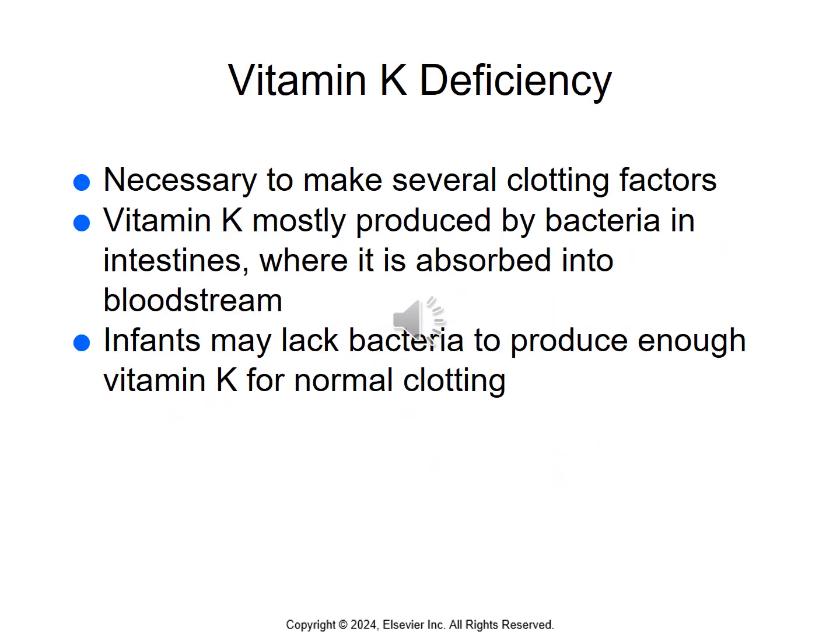As long as adults have a healthy gastrointestinal system, there should be enough vitamin K available for clotting. So vitamin K is necessary to make several clotting factors. Vitamin K is mostly produced by bacteria in the intestines where it is absorbed into the bloodstream. Infants may lack bacteria to produce enough vitamin K for normal clotting. So vitamin K deficiency is a serious situation because it will affect your clotting. And you need to know this for next semester for sure. I know that some of the second semester students were talking about vitamin K and how it's produced by bacteria.